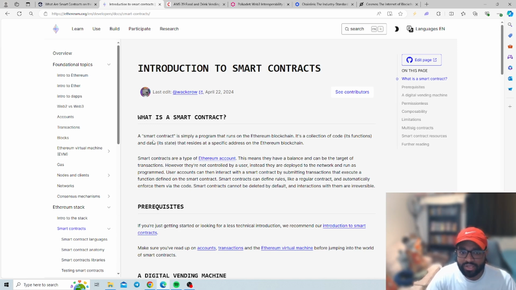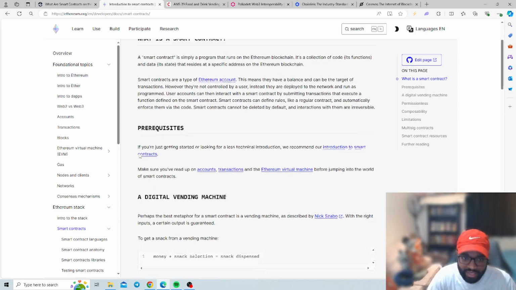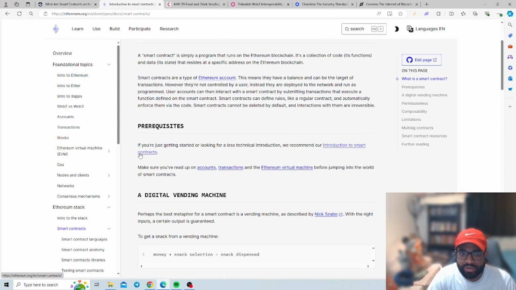A smart contract is simply a program that runs on Ethereum and blockchain. It's a collection of code and data that resides at a specific address on the Ethereum blockchain. Smart contracts are a type of Ethereum account. This means they have a balance and can be the target of transactions. However, they're not controlled by a user. Instead, they're deployed to the network to run their program.